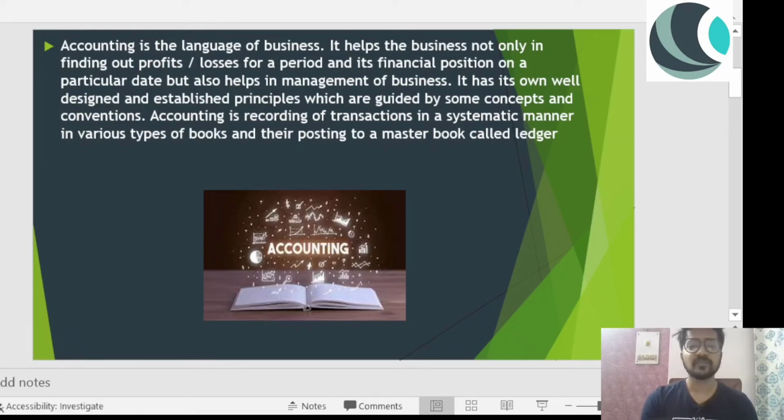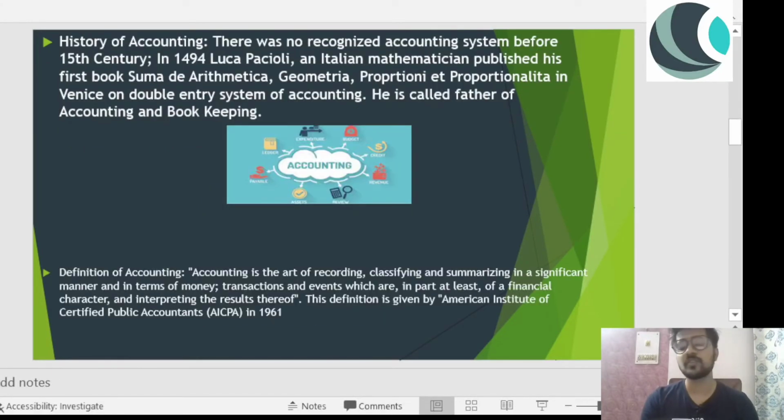Second, we need to know the history of accounting, and from here you can easily get a question. There was no recognized accounting system before the 15th century. In 1494, Luca Pacioli, so he is also called the father of accounting and bookkeeping.